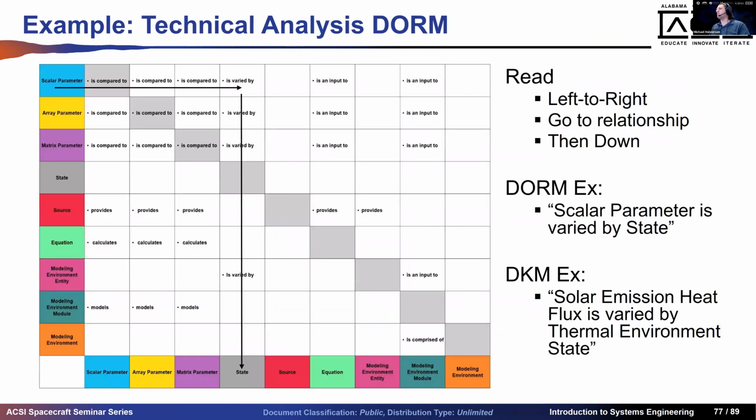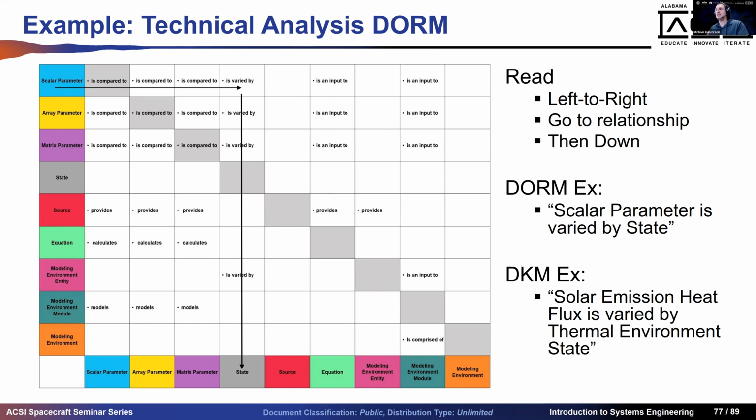Let's take a look. Looking at this chart, you're looking at a domain ontology relationship map for the technical analysis domain. So it's the same thing on the left as it is on the bottom. You have scalar parameters, array parameters, matrix parameters, equations, modeling environments. For example, a matrix parameter is varied by state. A source provides an equation. A modeling environment is comprised of modeling environment modules. An array parameter is an input to an equation.